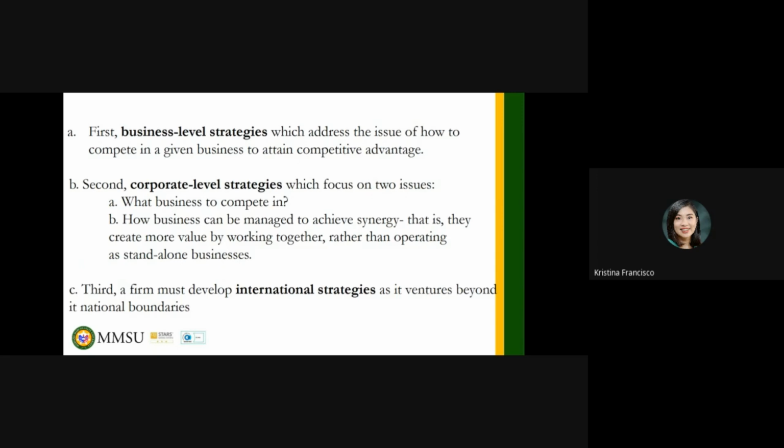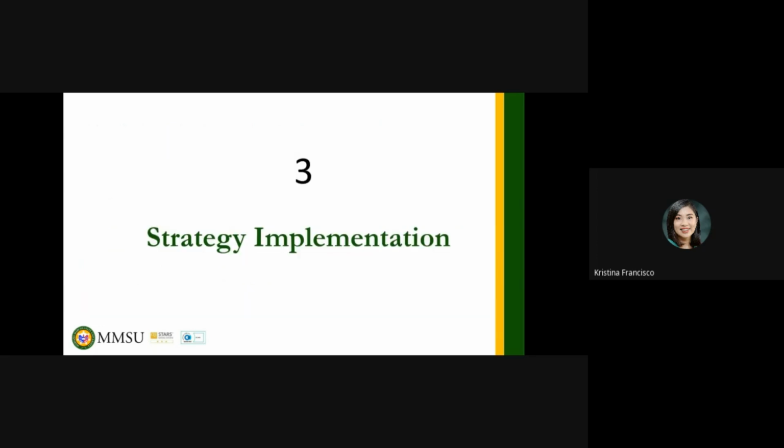So, as you can see on the screen, we have business level strategy. The second is your corporate level strategy. And third is your international strategy. Now, the goal of this is to create a unified, coherent, and well-aligned set of goals, objectives, and strategies that will guide the organization's future direction. Once the strategic formulation is complete, the organization moves on to the next stage of their strategic management processes, which is the strategic implementation stage.